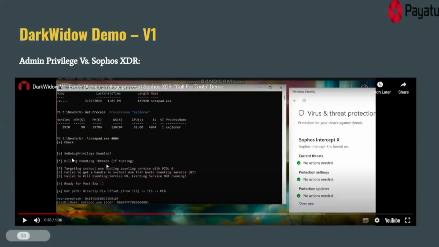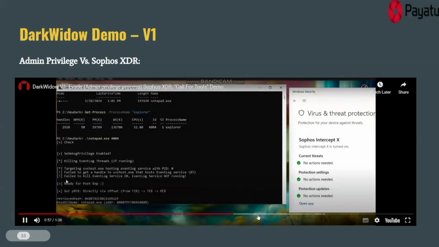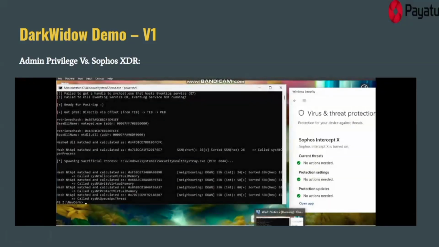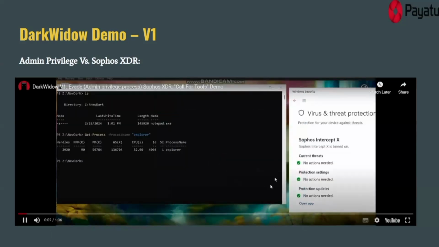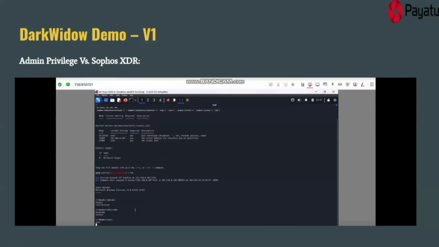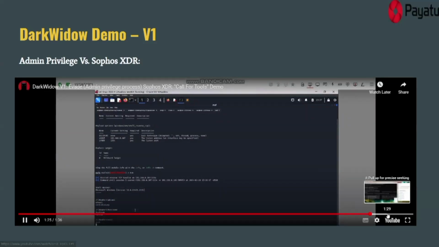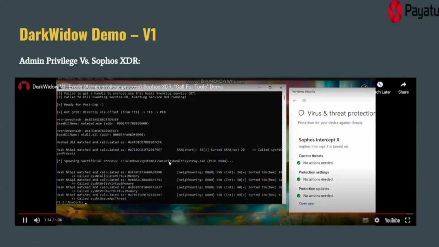So it tried to kill all the event logging threads which are present, but it was unable to, because in this case, event logging threads were not present. So it proceeds down to its post-exploitation phase. So let me show you. Yeah, you can see we got a shell and no alert actually popped up. Just a minute. Yeah. Yep. No notification.